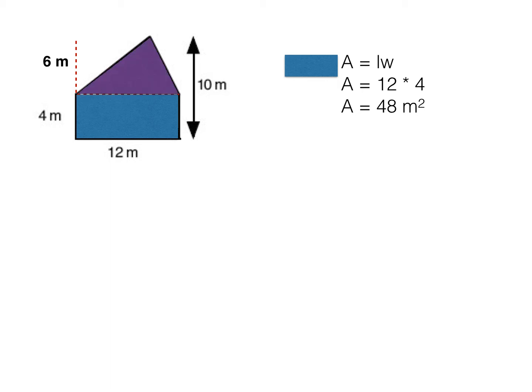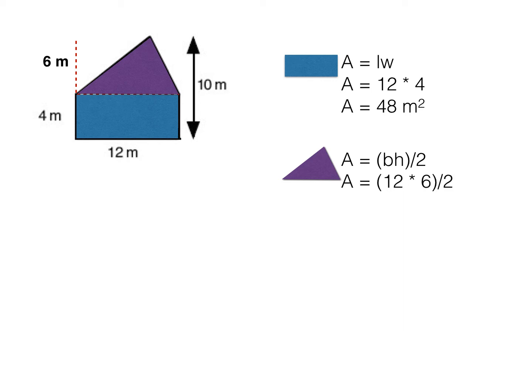Next, we will find the area of the triangle. Make sure to write down all 3 lines of the formula for the area of a triangle. The area of a triangle is area equals base times height divided by 2. You'll also see this written as 1/2 base times height.